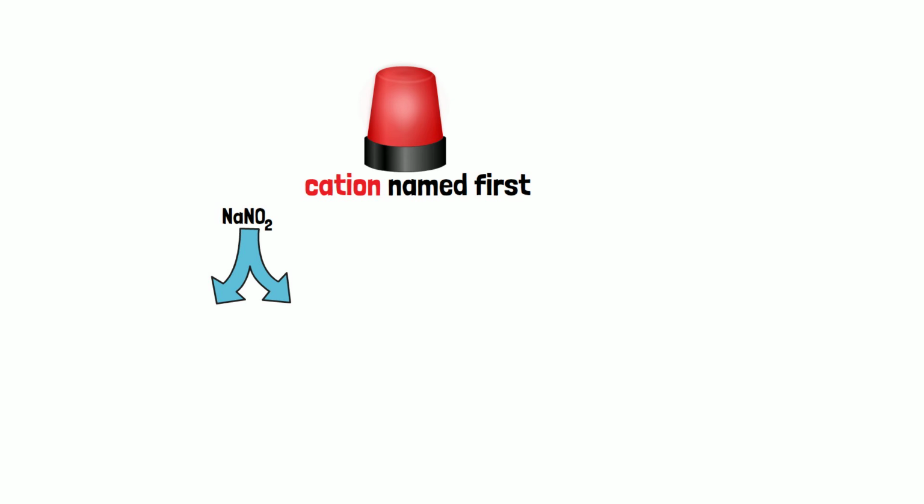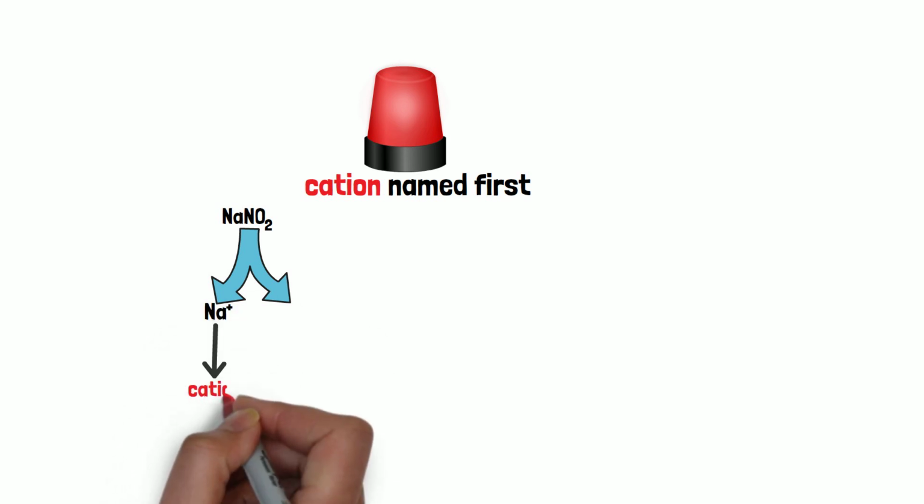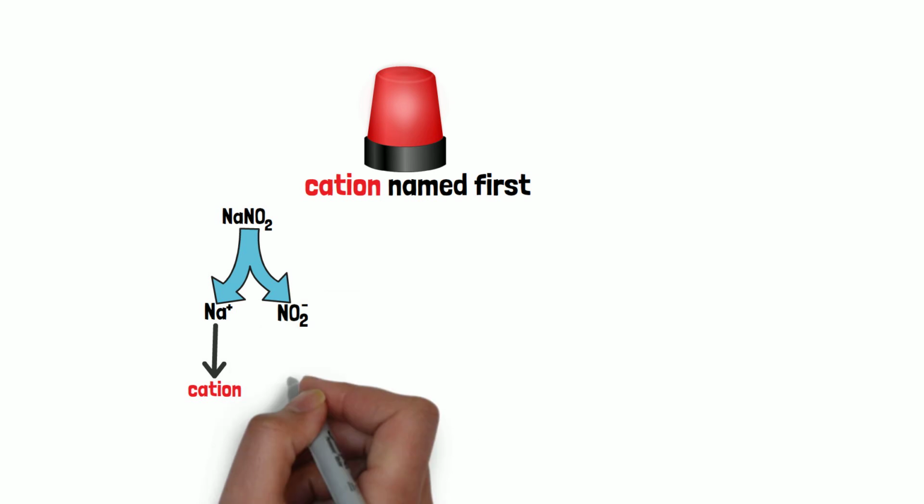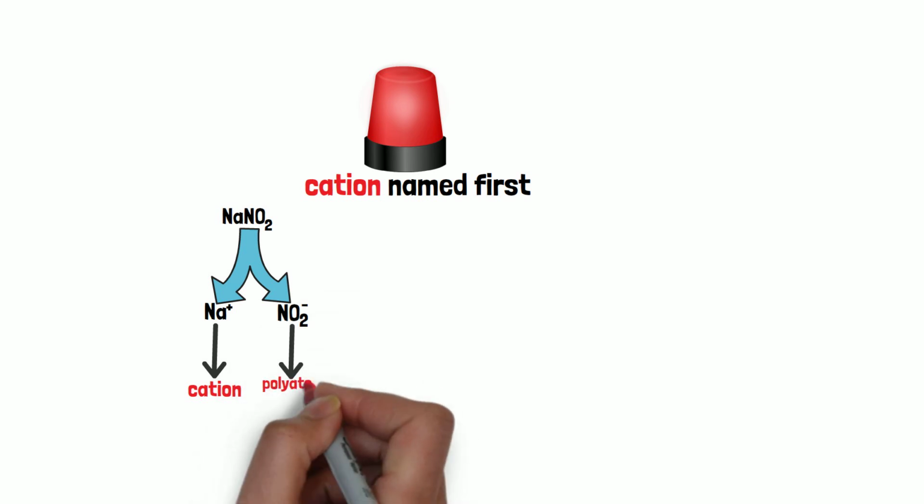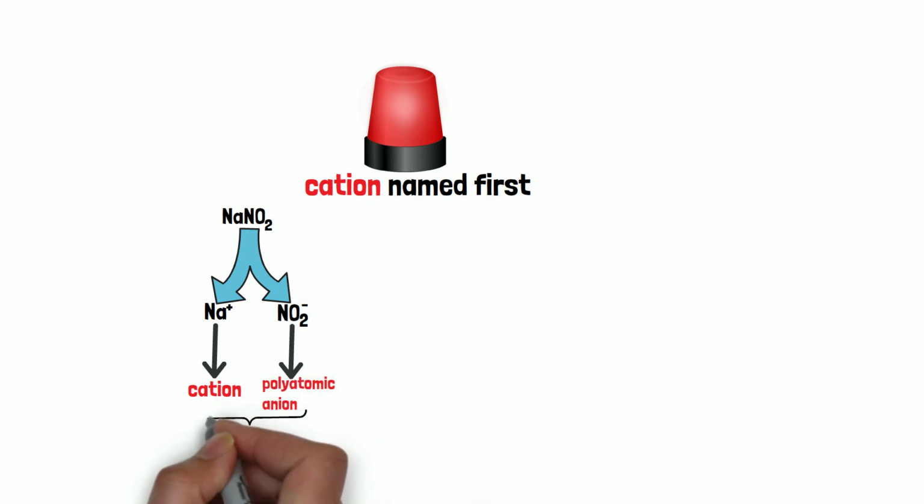Okay, back to our example, NaNO2. How do you go about naming that? Na+ is the cation and NO2- is your polyatomic anion. Thus, the name of the compound is sodium nitrite.